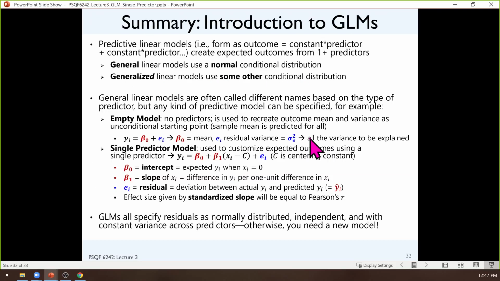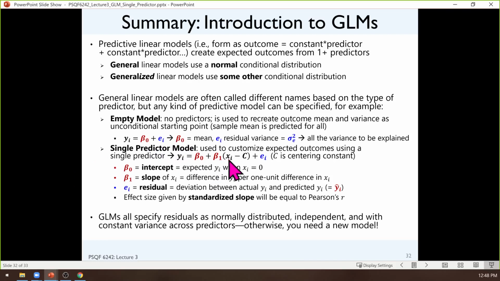So then, wrapping things up, general linear models is what we're going to spend the rest of our time on this semester. General is for normally distributed residuals, generalized is for anything else. So far we've talked about only 2 different models. An empty model as a baseline, with no predictors, looks like this. If you don't know anything else about a person, your best guess for their outcome is just going to be the grand mean of the outcome variable, so that's what beta 0 becomes in that model.